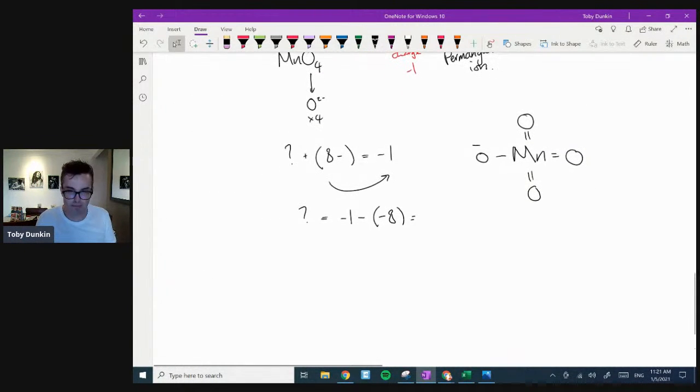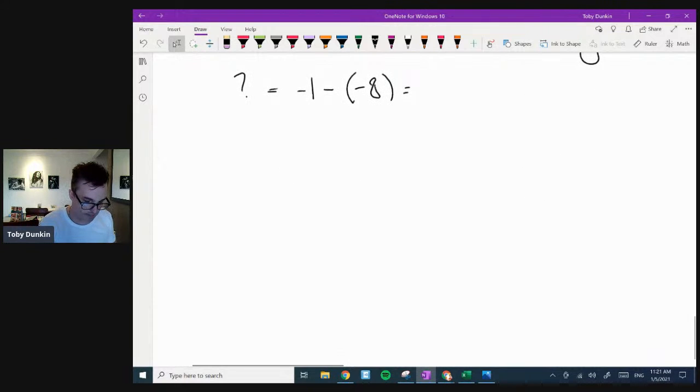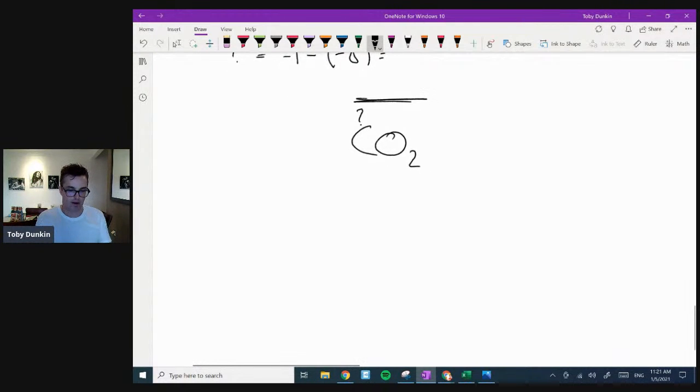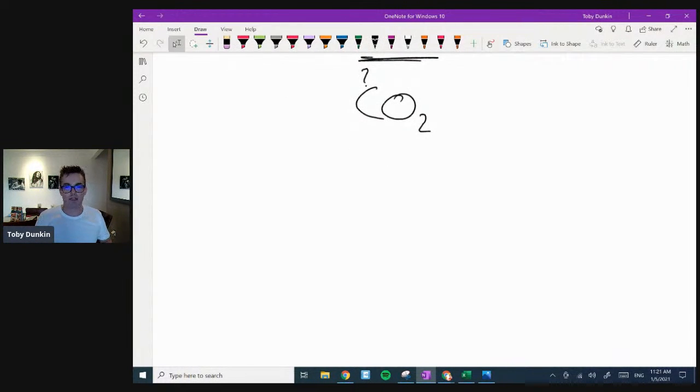So just for those people who are a bit like, whoa, what just happened there with the diagram? Carbon dioxide. Oxidation state of carbon, please. Off you go. Let's see how quick you guys can do this. Go on. First person on the chat. Boom. Spit it out. What's the oxidation state of carbon in CO2?